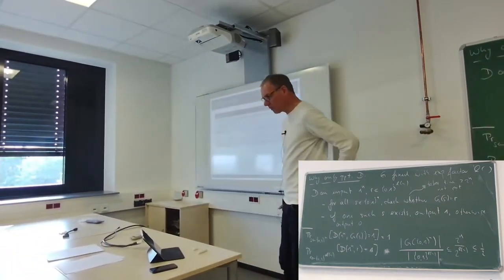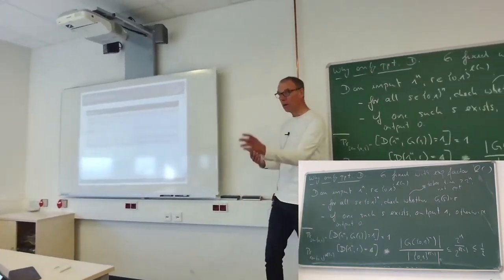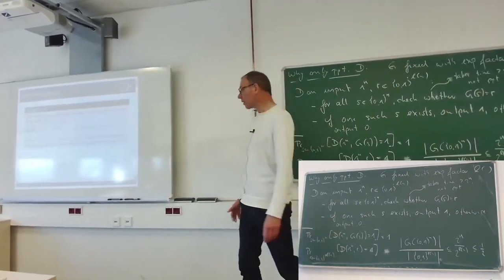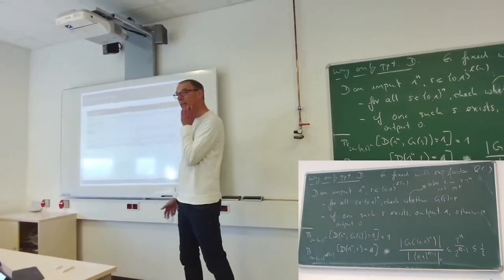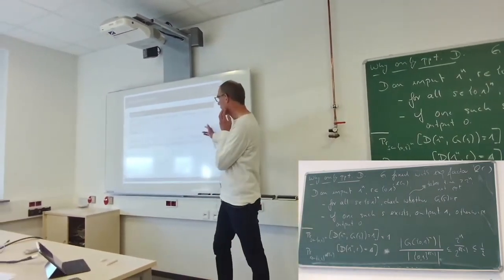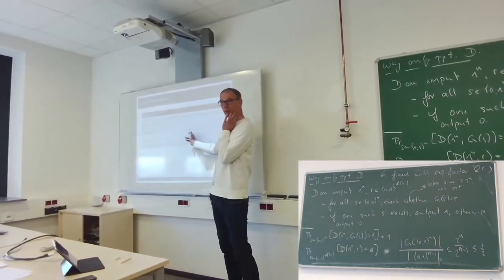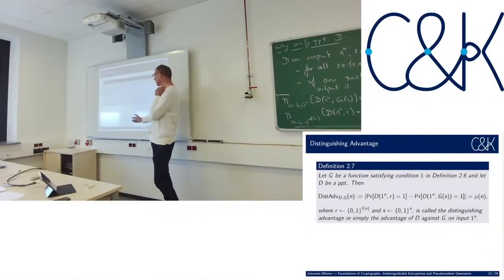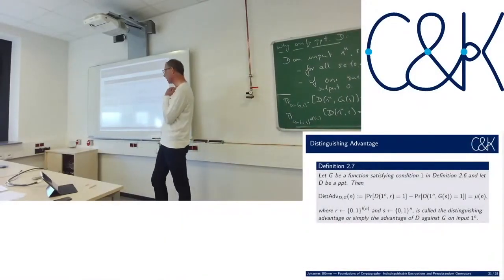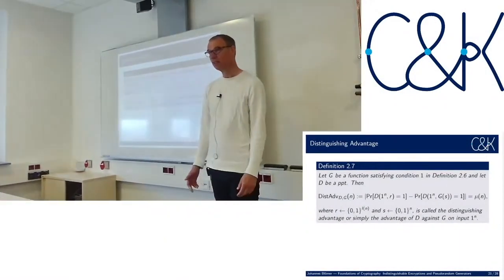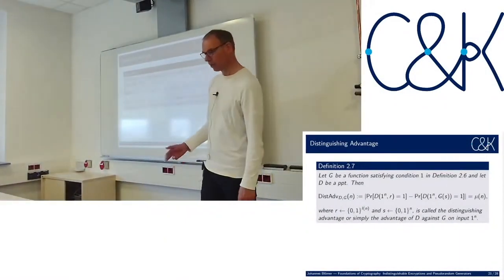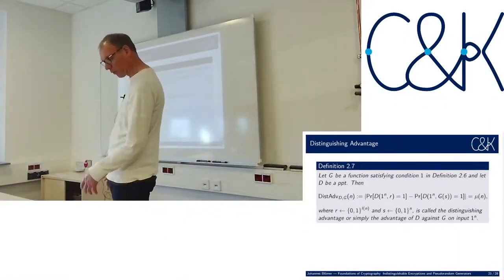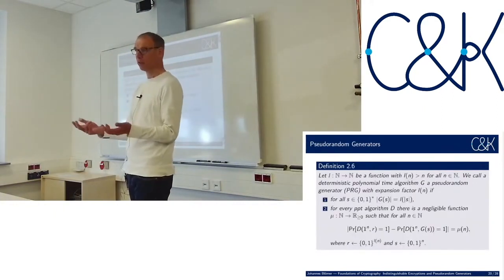Okay. So to make our notation consistent, I also give this difference for every D a name. It's the distinguishing advantage, or simply the advantage, of D against G. So the definition then simply requires that for all PPT D, the distinguishing advantage is negligible.